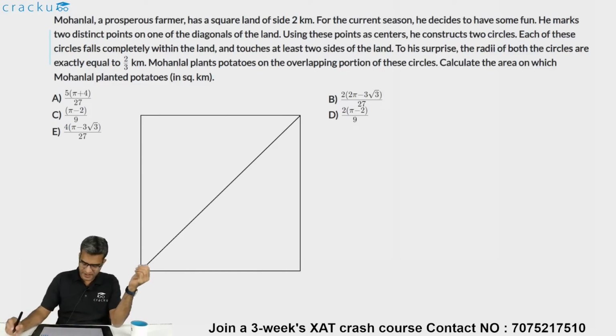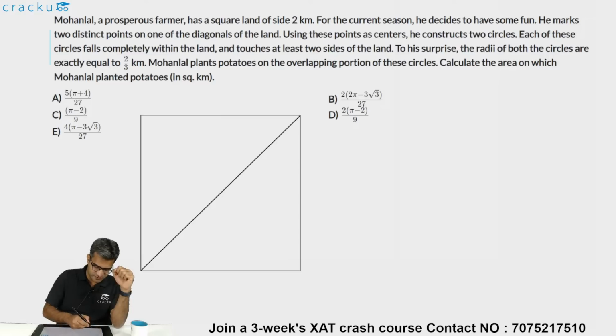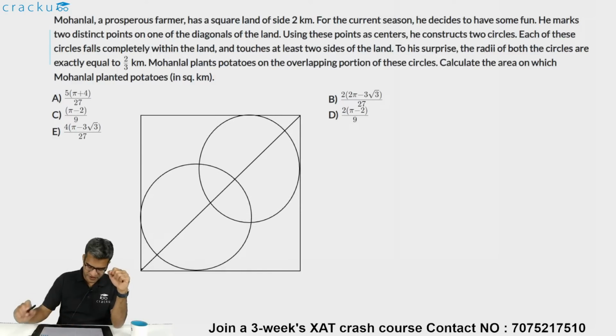Using these points as centers, he constructs 2 circles. Each of these circles falls completely within the land and touches at least 2 sides of the land. The radii of both the circles is equal to 2 by 3 kilometers. So let us assume that. So this is one circle and this is the second circle. Approximately it looks like this. And he plants potatoes in the overlapping portion. In this overlapping portion, he planted potatoes. Calculate the area on which Mohanlal planted the overall potatoes.